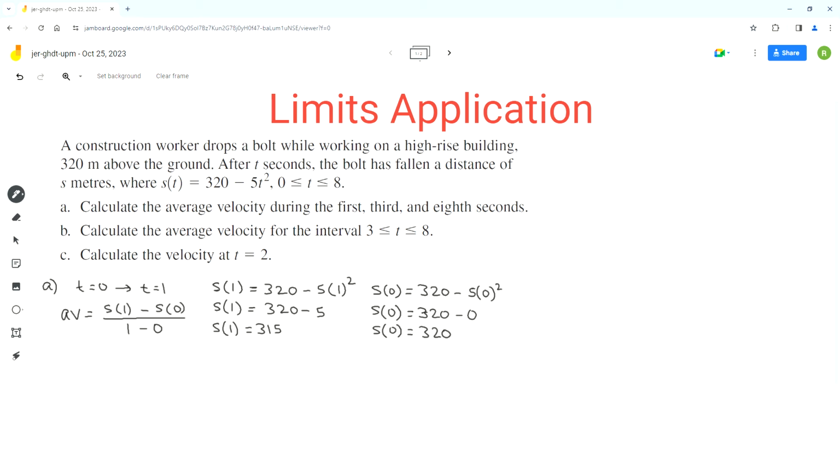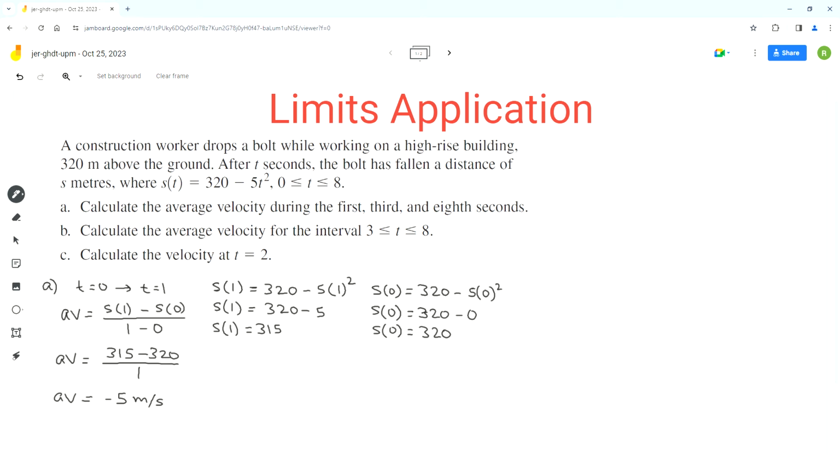So we'll sub in these values in this average velocity formula. It'll be 315 minus 320 over, now in the denominator, 1 minus 0 is equal to 1. So it'll just be equal to negative 5, because 315 minus 320 is negative 5, divided by 1. Now since we are given the units for distance and time, we'll have to include those units in this answer. So it will be meters per second. This should be the final answer for the average velocity during the first second.